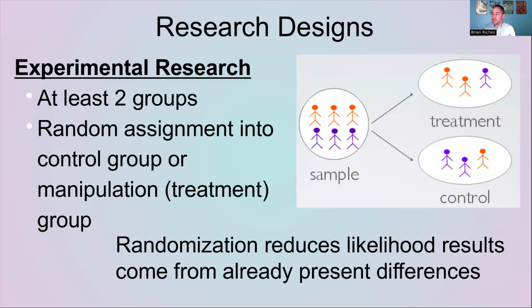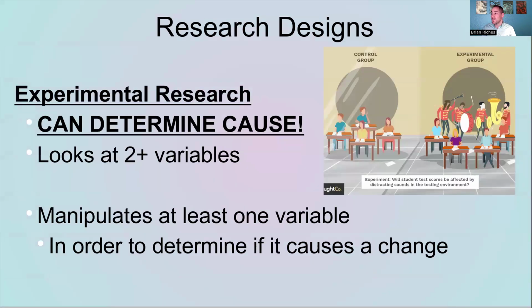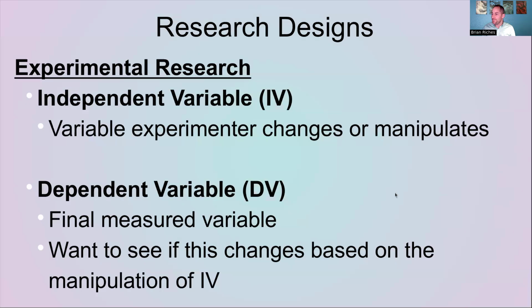So randomization really helps to reduce any other possible likelihood to make it more clear that it's your treatment, that it's your independent variable, that it's your manipulation that made the actual change.